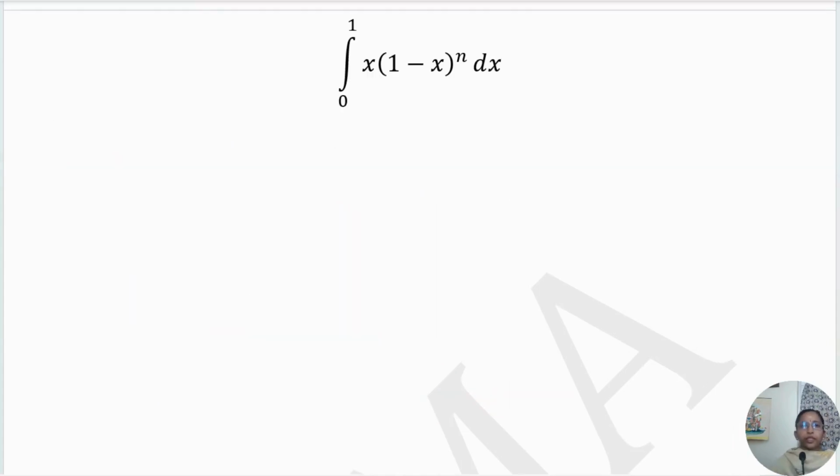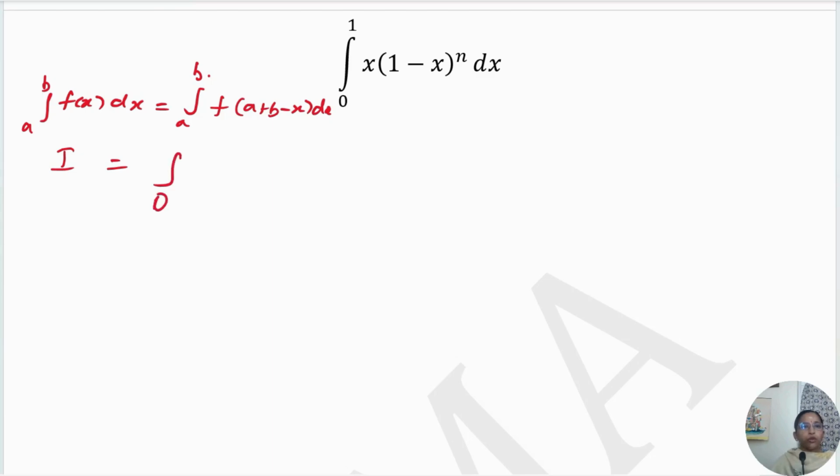Read this question. Integration 0 to 1 x into 1 minus x to the power n dx. This is a famous question. So here again you can apply the property, that is integration a to b f of x dx will be equal to integration a to b f of a plus b minus x dx. So this property we are going to use here.